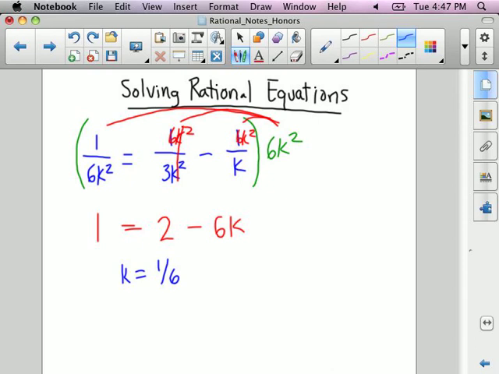The one thing we have to watch out for in these problems here is we need to make sure we have restrictions on what numbers we can't use for k. We have to make sure that that number we got, the 1/6, is not a restricted value. Then we would have extraneous solutions.